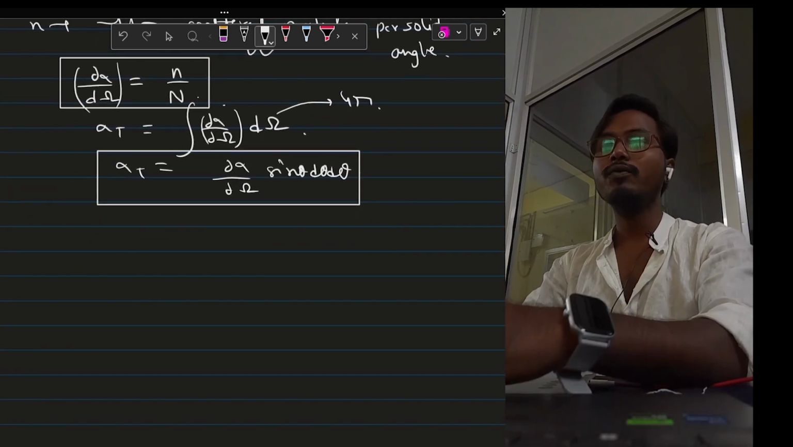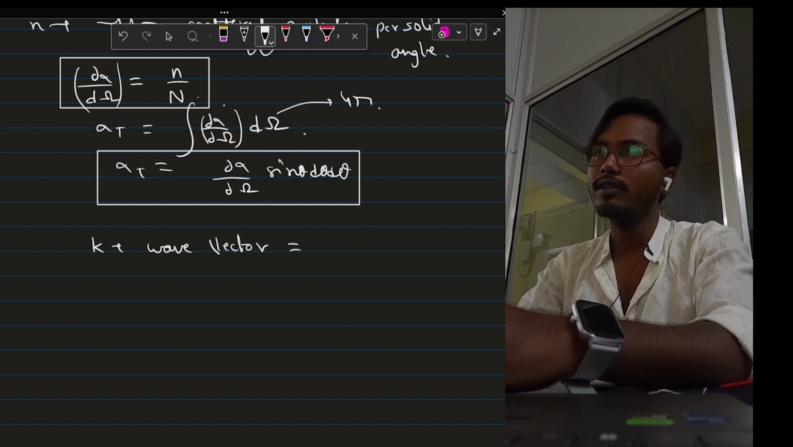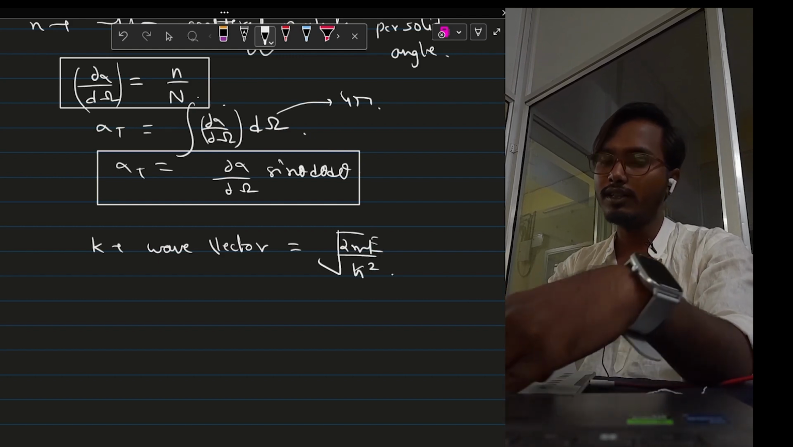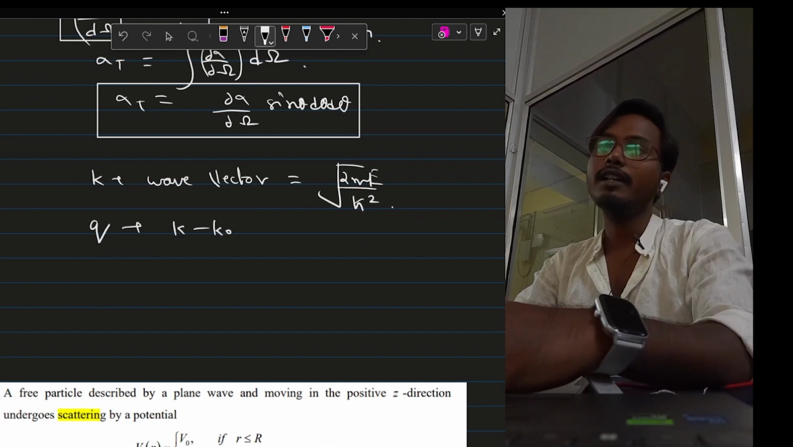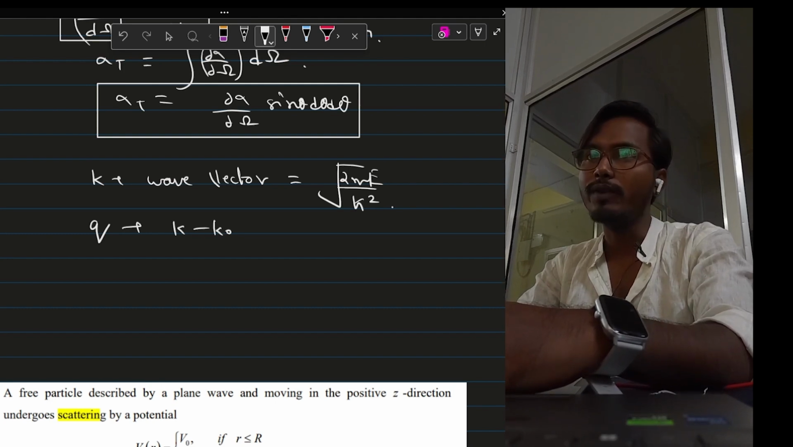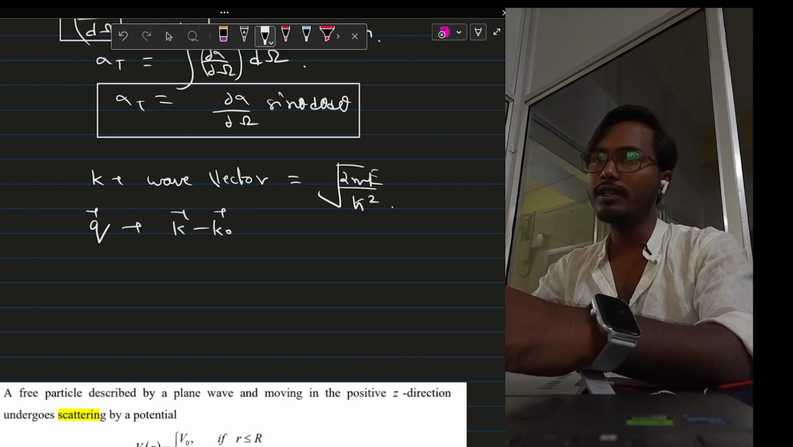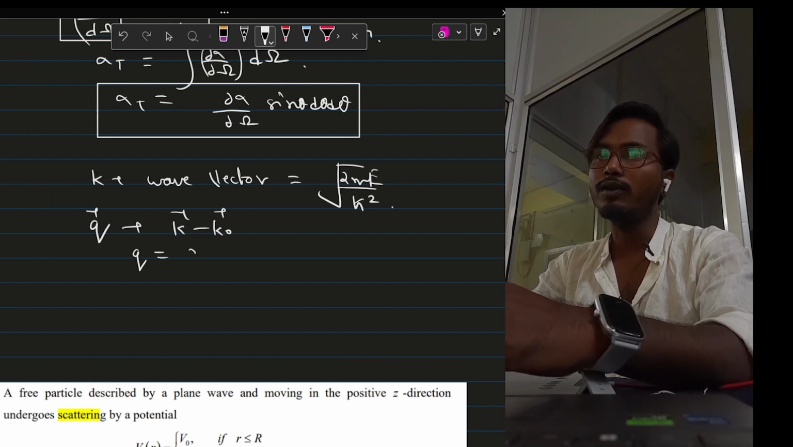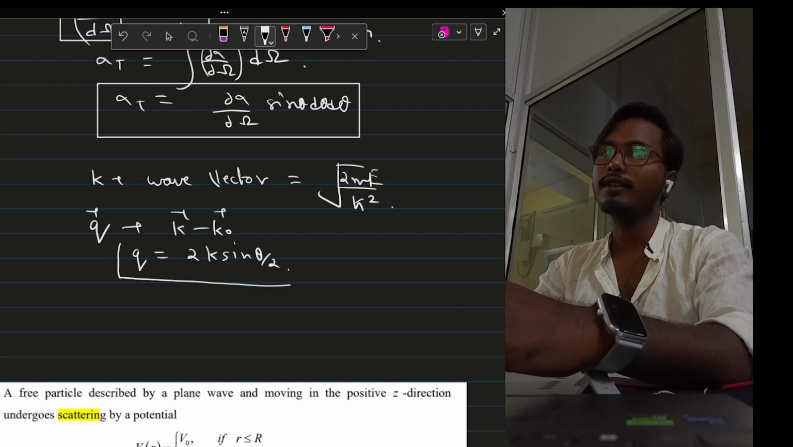Another term we need to know is the wave vector k. The value of this term is root 2 m E upon h cut square. Another term we need to know is the momentum transfer, which is k minus k naught. k is the scattered wave vector and k naught is the incident one. If we solve this, we get the value of q to be 2k sine theta by 2. This term you have to remember.